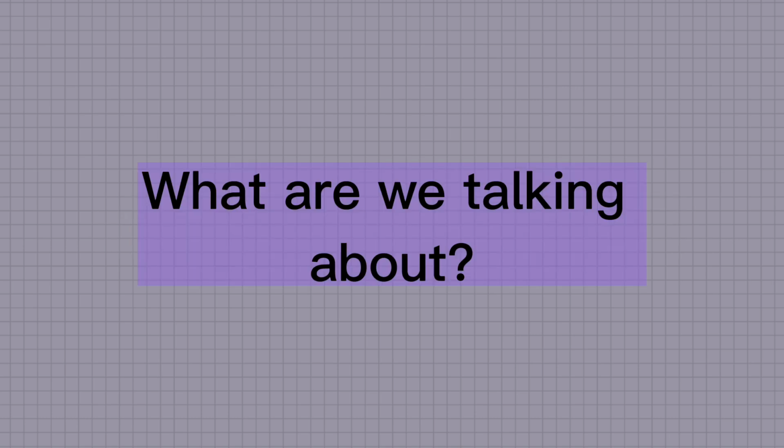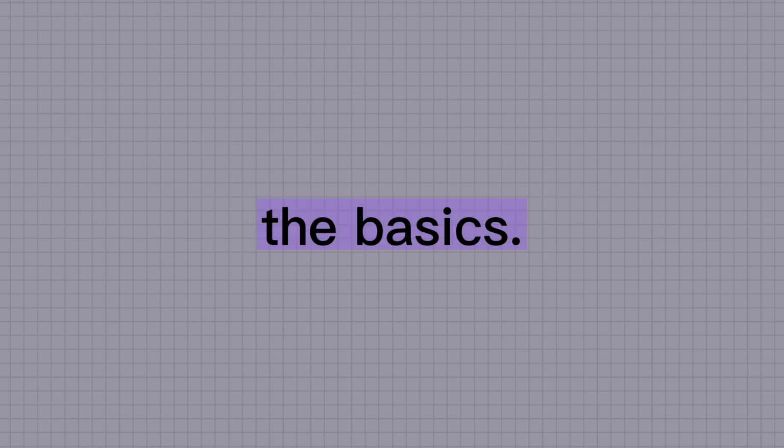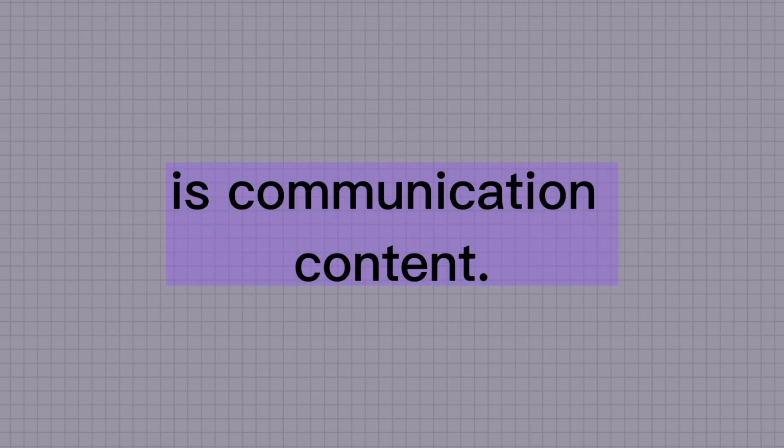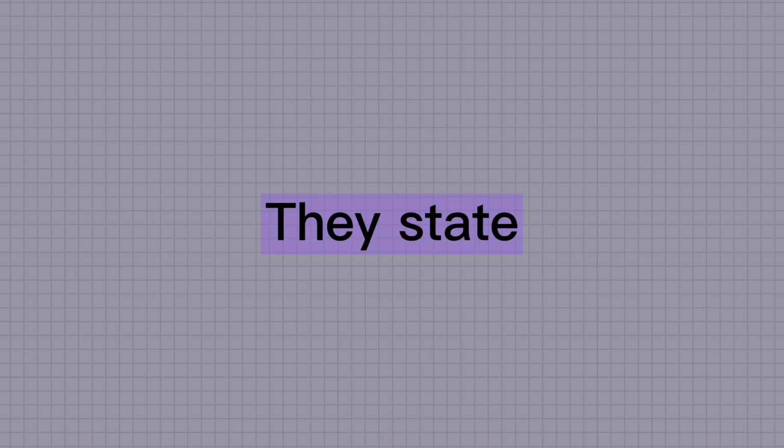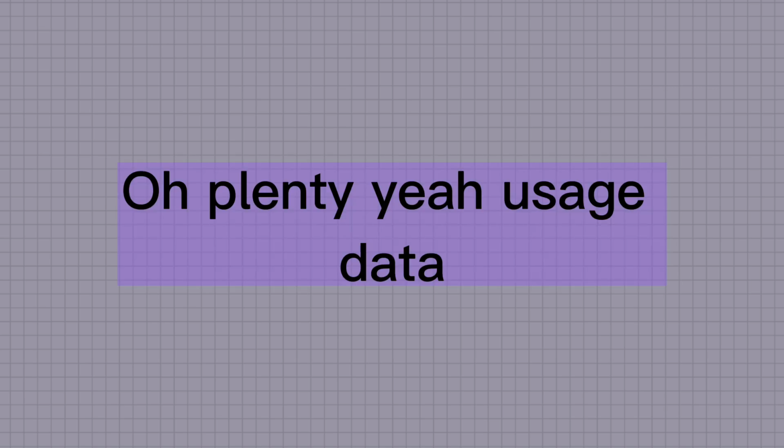Data collection. What are we talking about? Account setup is obvious: name, email, phone number. Right, the basics. But the big one, really, is communication content. They analyze and store all email content. All of it. Inbound, outbound. Yep. And attachments, files, photos, even voice messages, if they're attached, it's scanned. Wow. Okay, what else? Beyond the emails themselves. Oh, plenty. Usage data: what you search for within Yahoo, pages you view, videos you watch, even software or plugins you have installed.